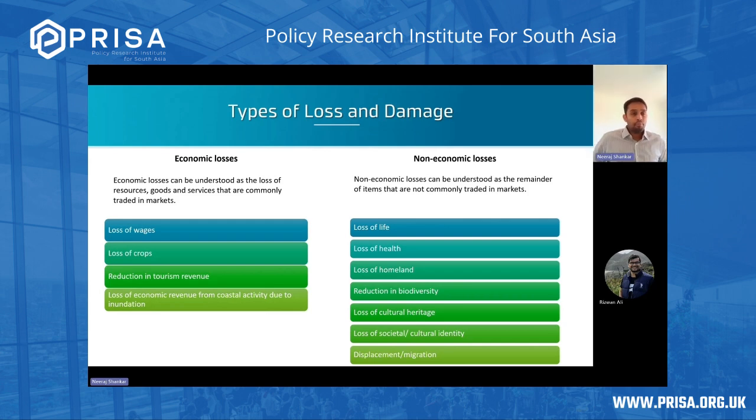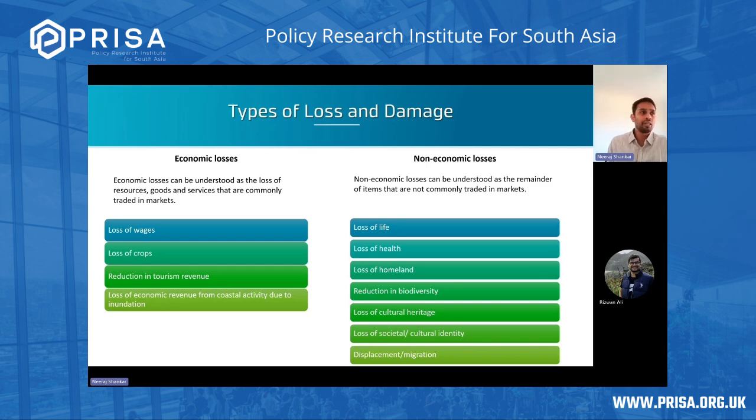What are the types of loss and damages? There are mainly two types, which are economic losses and non-economic losses. Economic losses: if you face a disaster, you could lose your wages, your salary. You could lose crops. If you are a tourism-based country, then you could face a reduction in tourism, and loss of economic revenue from coastal activity due to inundation. Those are some of the economic losses, right? The non-economic losses.